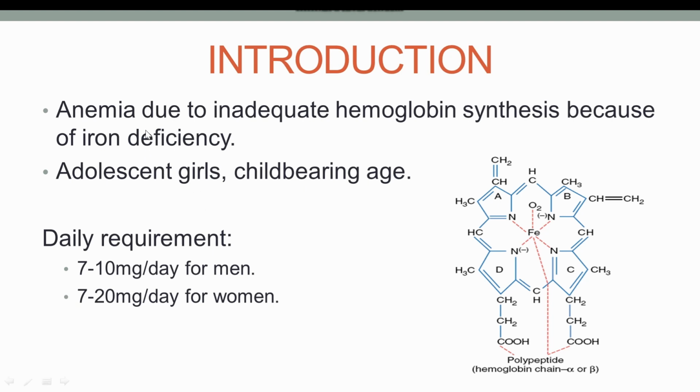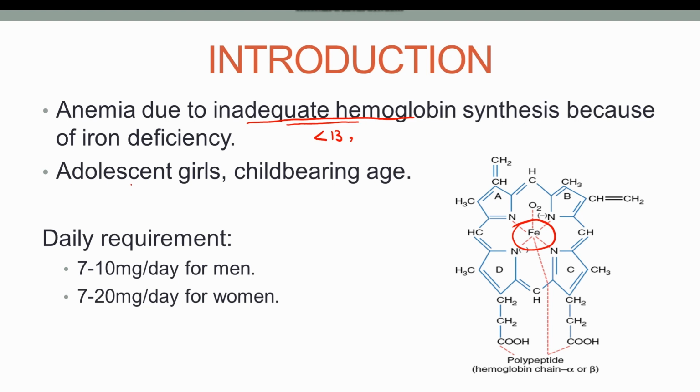So iron deficiency anemia basically occurs due to deficiency of iron in the body. And since iron is a central constituent of hemoglobin, the deficiency of iron leads to inadequate synthesis of hemoglobin. So once the hemoglobin levels are below 13 due to deficiency of the iron, it is known as iron deficiency anemia.